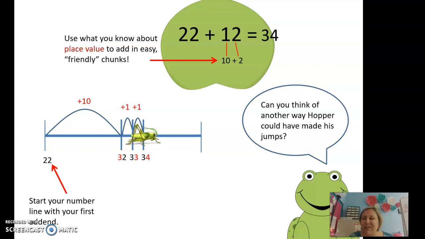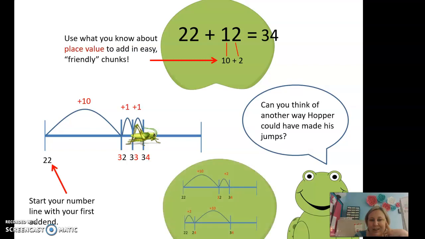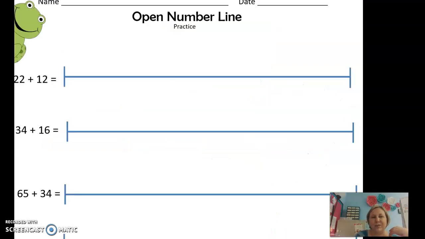Can you think of another way Hopper could have made his jumps? That's right, look at this one. We started at 22 with the first add-in. They added 2 and got 24, and then they did their 10 to get all the way up to 34. So we're going to do some of these together.